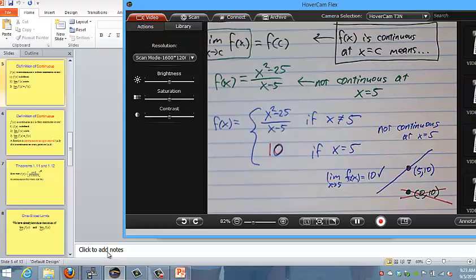Now, in your book, there's a bunch of theorems about continuity. They're going to tell you that lots of functions that you are very familiar with are continuous. Polynomials, they're continuous everywhere. The trig functions are continuous everywhere except for, like, if there's an asymptote. We saw some asymptotes. But they're continuous everywhere else. Okay?